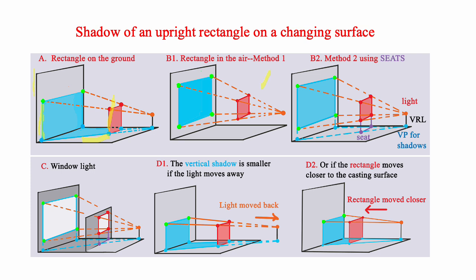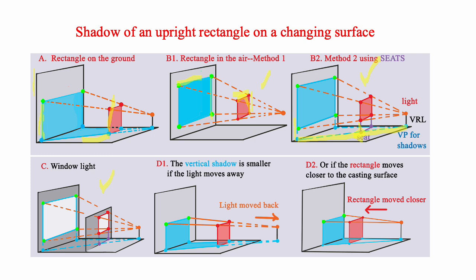In the second case, the rectangle is floating, so pass light rays through all four corners, and an easy way to finish this is just to have the edges of the shadow parallel to the edges of the rectangle. But most of the time, you should use seats through which the shadow lines would go, and then you can go vertically up and intersect the light. So you can use this method to find shadows, and it's also useful to find window light.